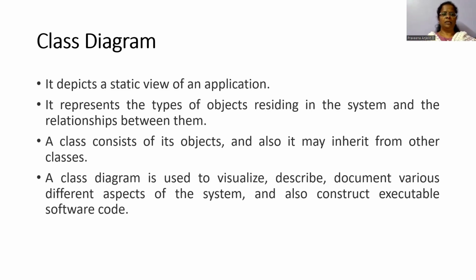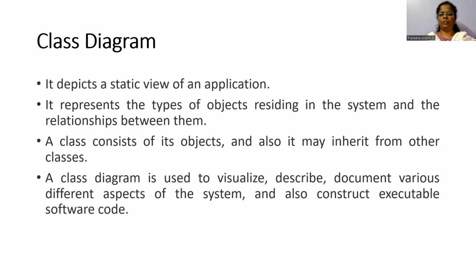Next, a class consists of its objects and it may also inherit from other classes. This is a very, very important concept in object-oriented programming, that is inheriting. The thing is that you will be getting the properties of the parent class. As I said before, before coming to this class diagram you'll know what is meant by object-oriented programming, the concept behind this, so you'll come to know what is meant by inherit.